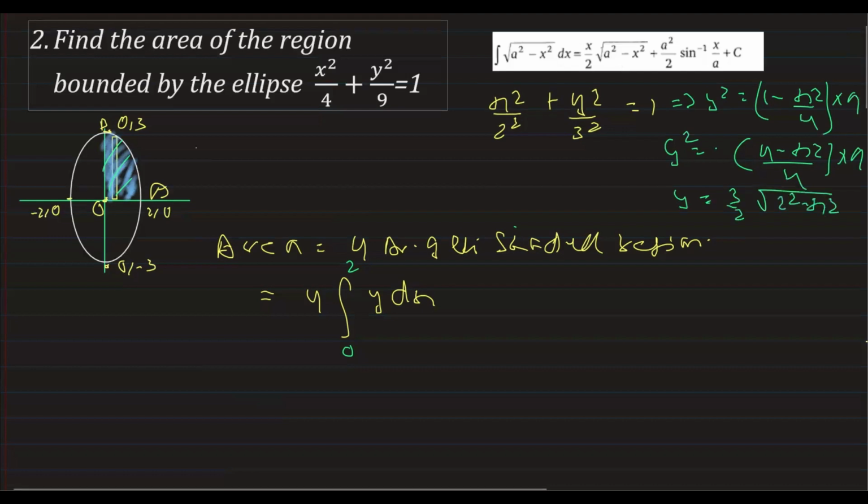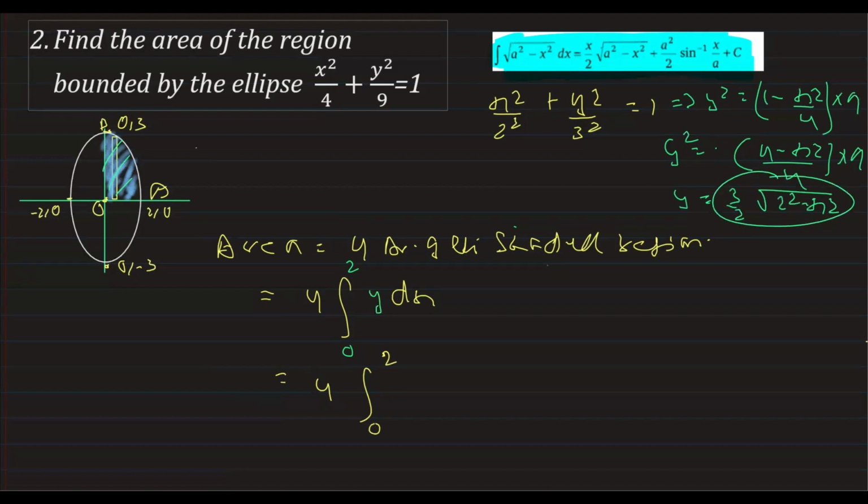Now check here, we can apply this formula for finding the integration. So this is 4 times the integral from 0 to 2. And as I said, I'm going to replace this y here, right? So replacing this y from here, what we are getting is 3 over 2 outside, and then the square root of 2 square minus x square. All right, next is to find its limit.